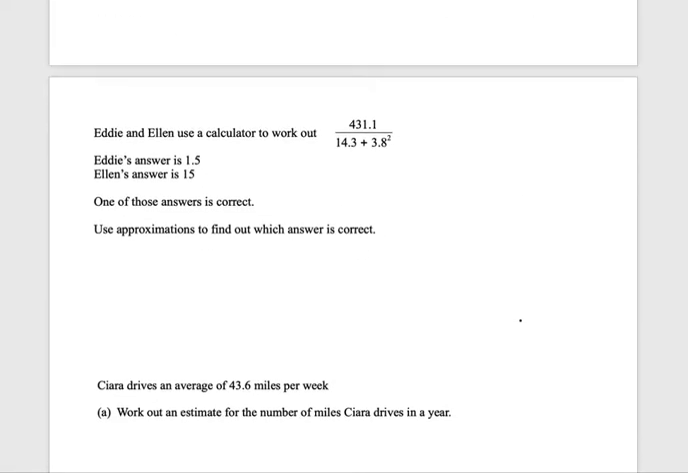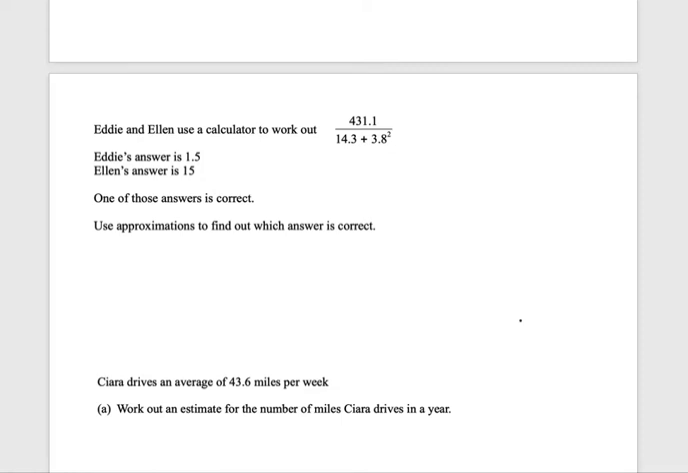Okay, next question. Eddie and Ellen use a calculator to work out 431.1 divided by 14.3 plus 3.8 squared. Eddie's answer is 1.5, Ellen's answer is 15. One of those answers is correct. Use approximations to find out which answer is correct. Now, in order to answer this, just because it's easier, I'm going to round to two significant figures in this case. So I'm going to round to 430 divided by 14 plus 4 squared.